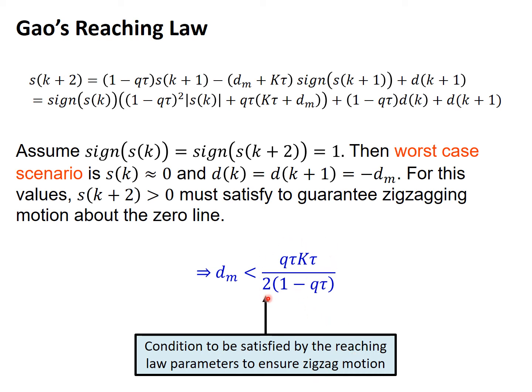Now added with it, we know that 1 minus q tau is greater than 0. Okay, that means q tau must be less than 1. So actually what we have to do, we have to have the condition on k majorly. So k has to be perhaps made larger, so that this expression becomes more than dm. So this ensures the zigzag motion even in presence of disturbance.